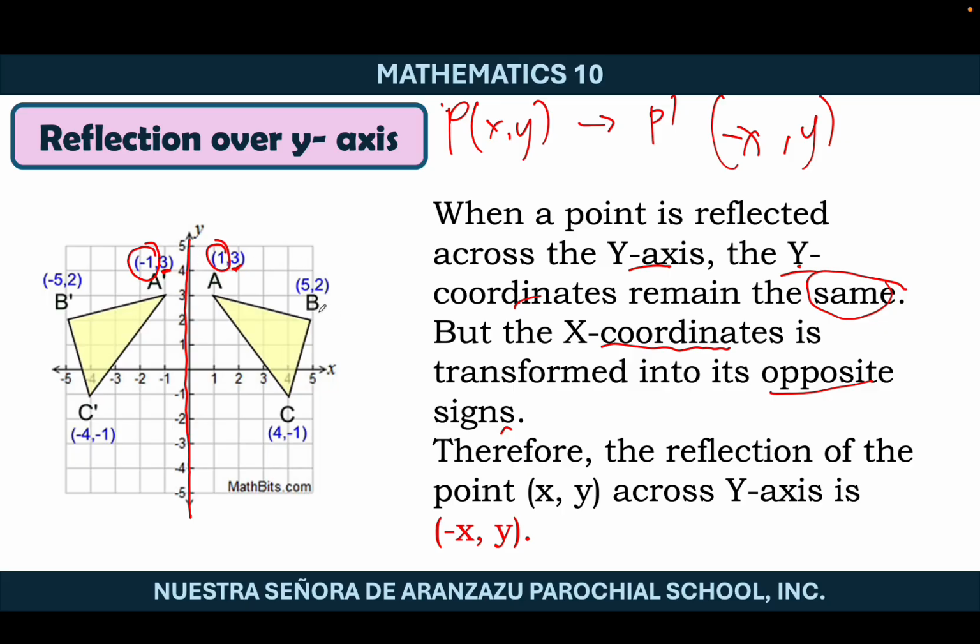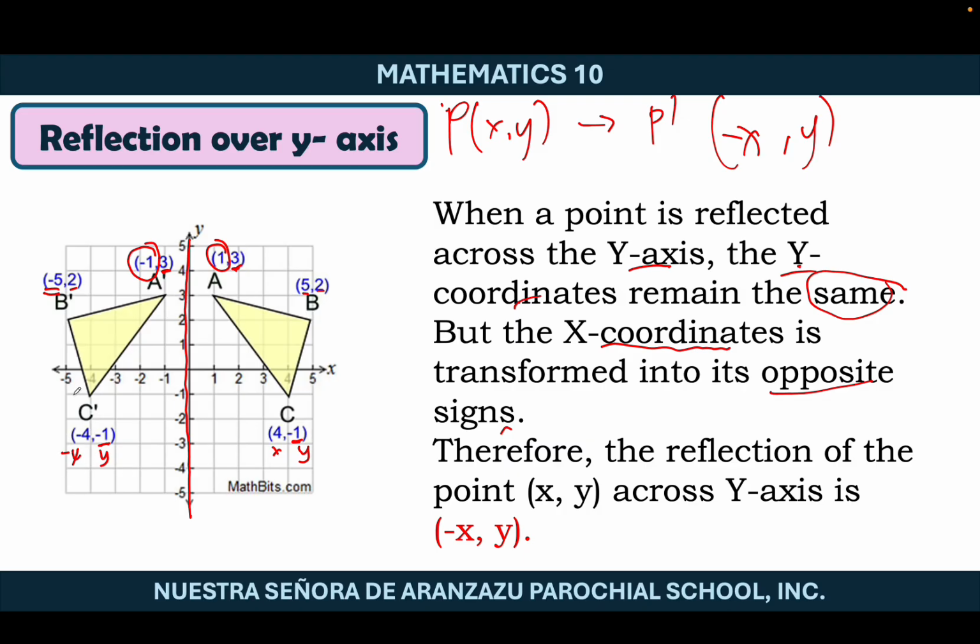Okay? Next, point B, (5, 2). So, copy the y, that is 2. Change the sign of x, from positive 5, this will become negative 5. Another point C, (4, negative 1). So, from negative 1, we just copy that, that is our y. Then, our x will be transformed into the opposite sign, so this will become negative 4.